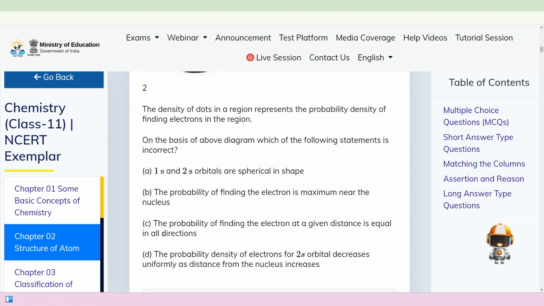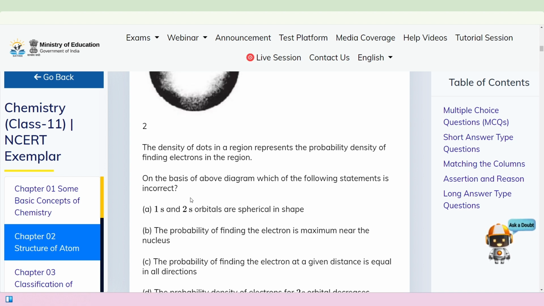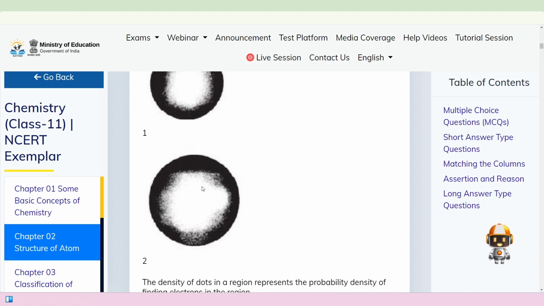Next thing, the probability of finding the electron at a given distance is equal in all directions. So it is also correct. Although it may look like this is not symmetrical in nature, if you take the average density, suppose you have taken multiple pictures. So this is one picture. You have taken multiple pictures. So the average diagram that you will see.